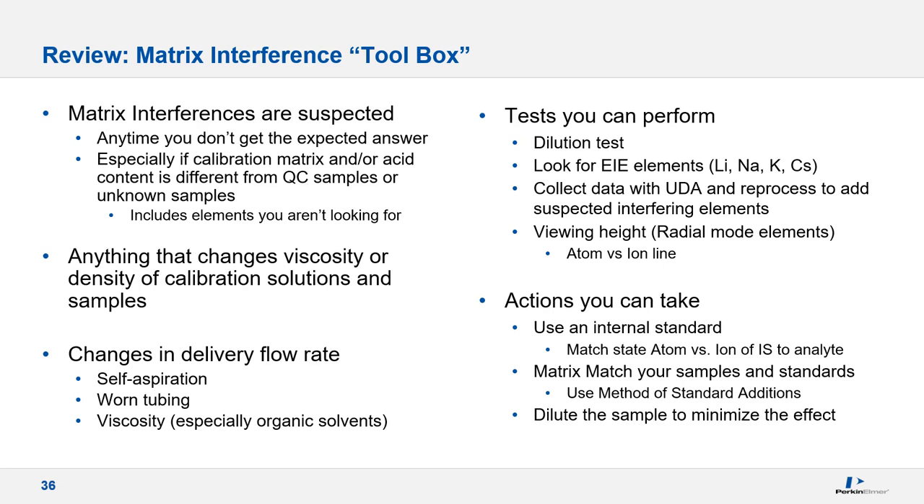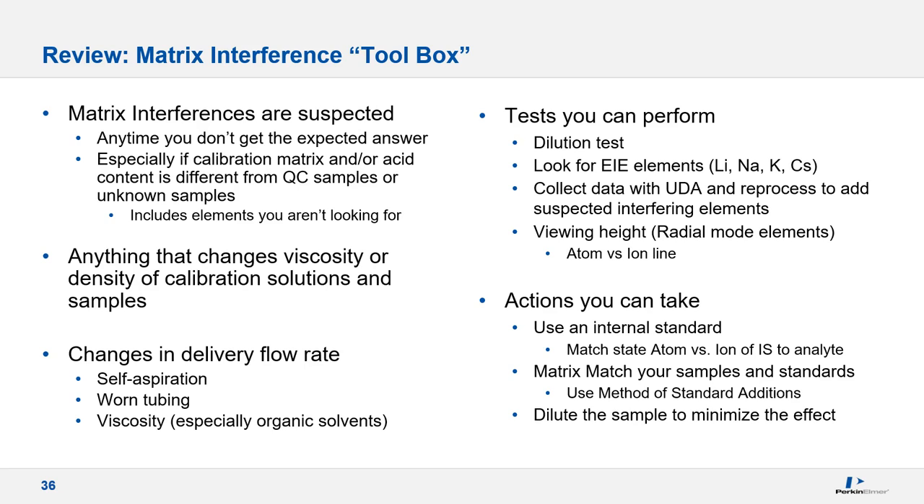Finally, let's review some of the corrective actions you can take. If you are not, you could use an internal standard and change the internal standard used to better compensate by matching the emission type, either atom or ion line. You can better matrix match your samples and standards. This is actually one of the easiest things you can do on samples that are digested or prepared.